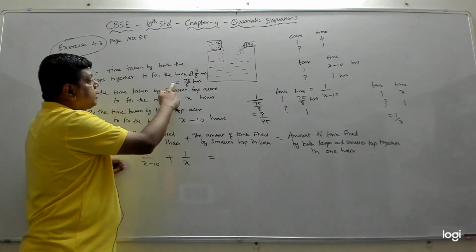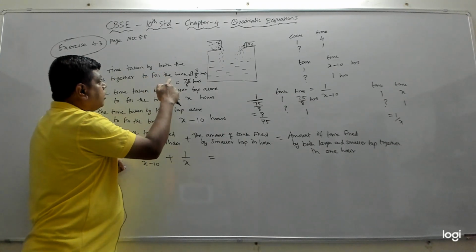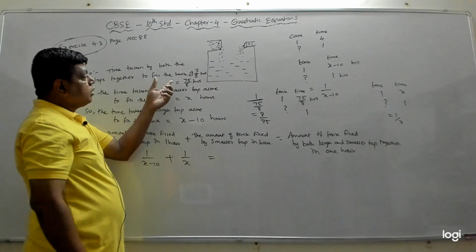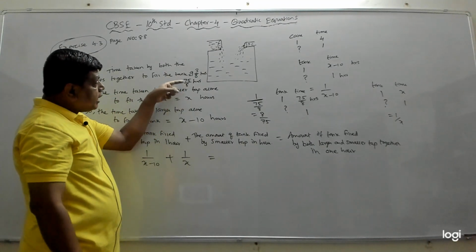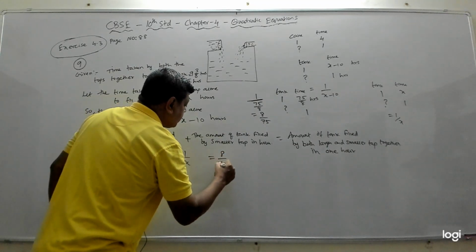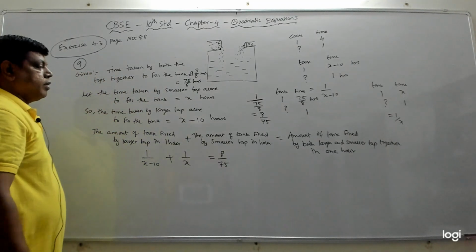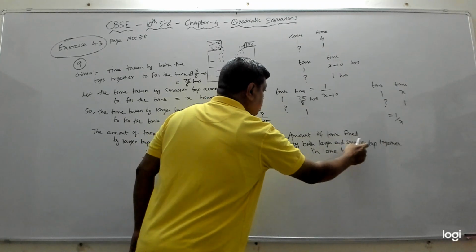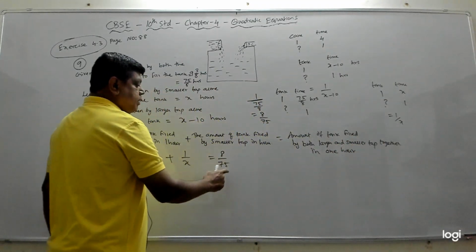Similarly, how much tank will be filled by both the taps together in 1 hour will be 8 by 75. I will take the reciprocal of this, and that will become 8 by 75. This is the amount of tank filled by both the taps together in 1 hour, which is 8 by 75.